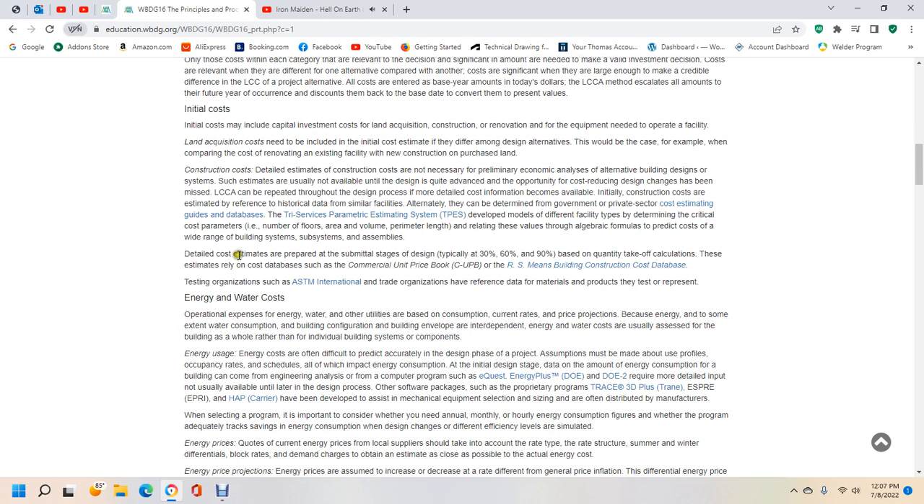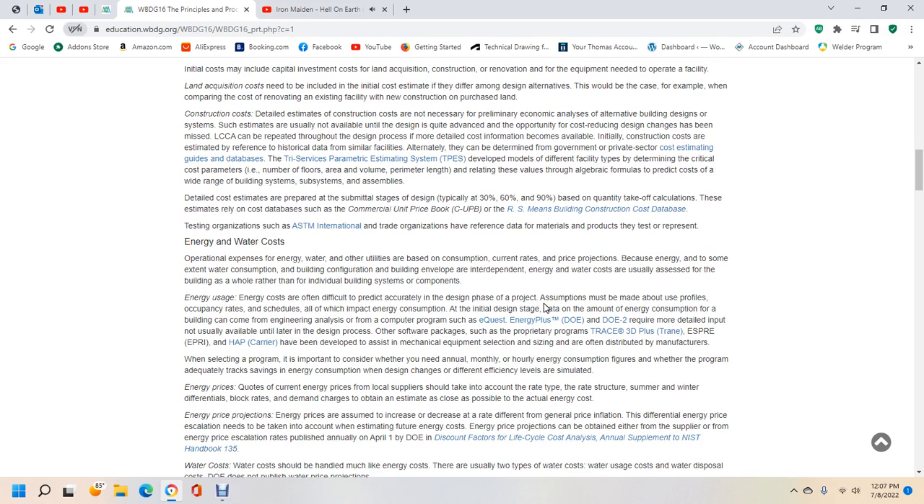Detailed cost estimates are prepared for the mid-stages of the design, typically at 30, 60, and 90 percent, based on quantity takeoff calculations. These estimates rely on cost databases, such as commercial unit price books. Testing organizations such as ASTM and international trade organizations have reference data on material products that represent the tests.